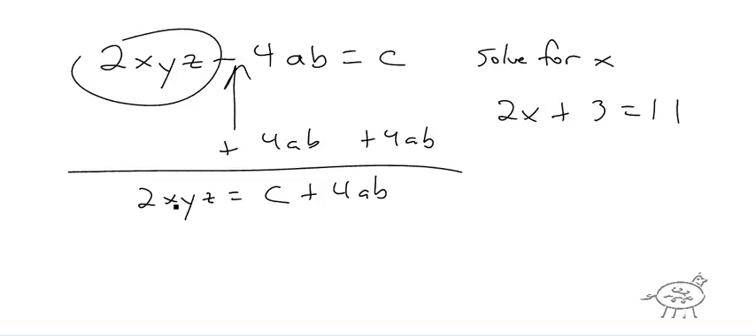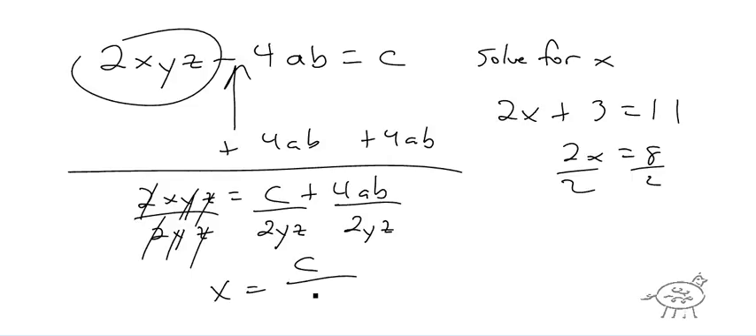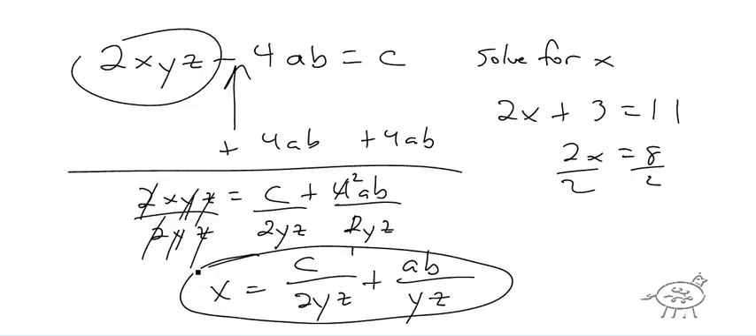And then this is all multiplication. So like after I would get 2x equals 8, I would divide by 2. So I'm solving for x, so everything else is out of there: 2yz, and I'm going to do each one of these separately. Remember I told you that. Each one separately. So the 2's cancel, the y's cancel, the z's cancel. So x equals c over 2yz plus, well, that's a 2 and a 1, so ab over yz. And that's your answer. It looked kind of complicated, but that's your answer. That's really not that bad.